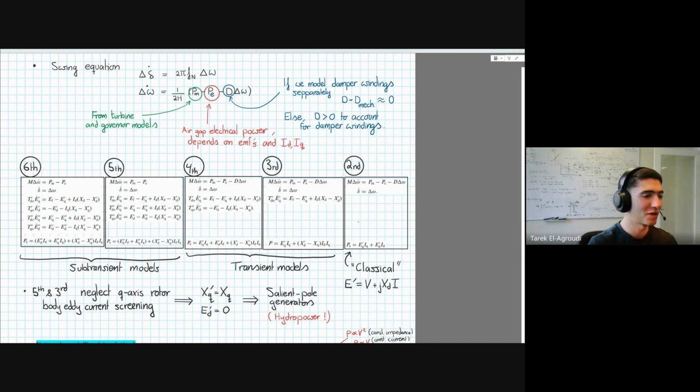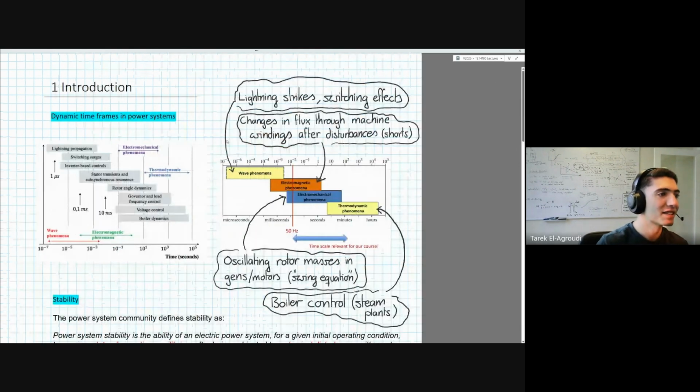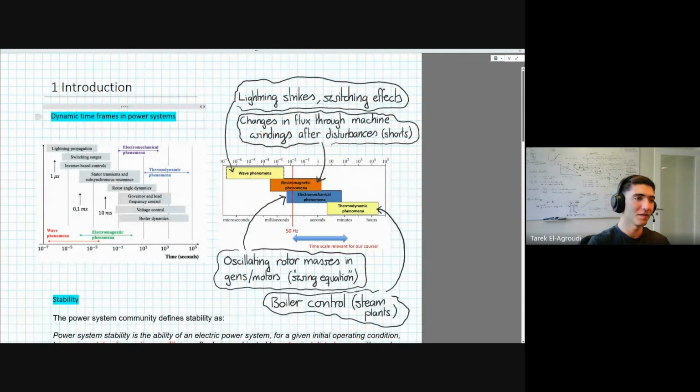So after that short, bit messy intro, we can actually start. In power systems, there are a few time frames of interest, and the fastest time frames are related to high voltage DC lines. So that's lightning strikes and switching effects and stuff like that, which is not really the main focus. Then there are so-called electromechanical phenomena. And this is the swing equation. So that's the rotating masses in the generators and motors. So that's very important.